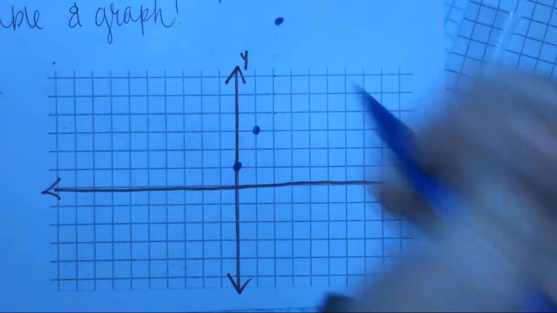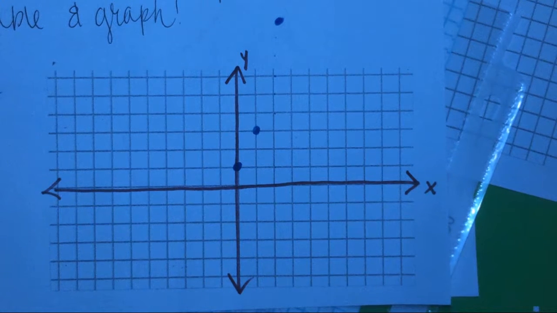I get that 9 doesn't fit on our plane. So there's no way I can do (3, 27). There are not 27 boxes up for me to count. So I'm stuck on that side. I'm going to have to go to the negatives.